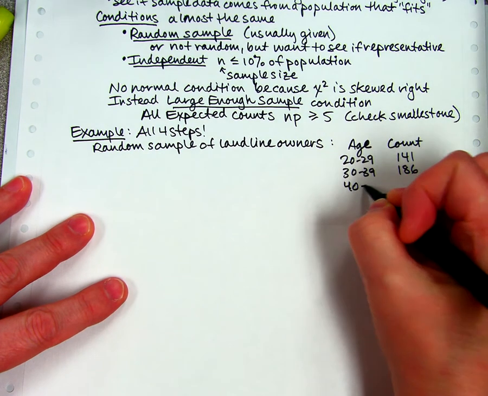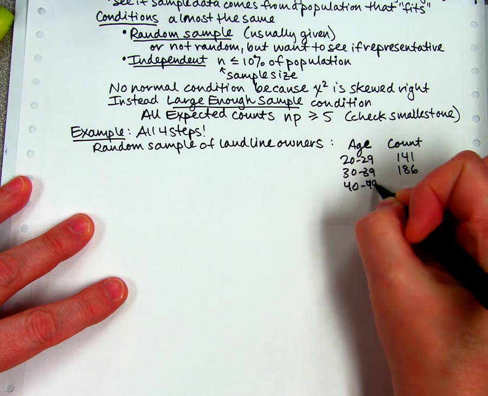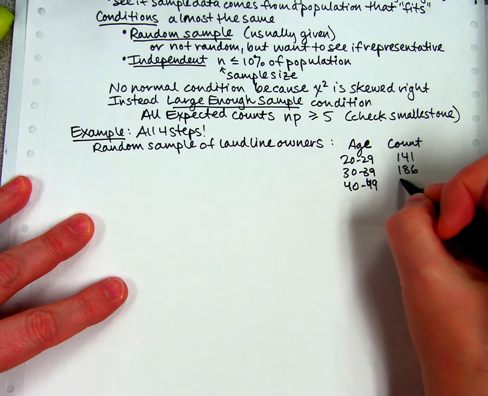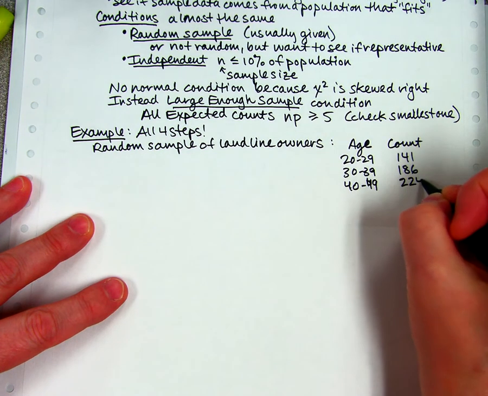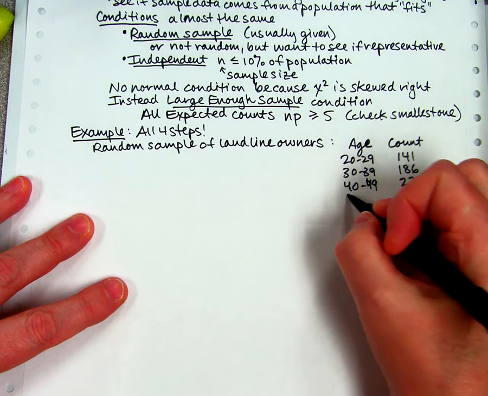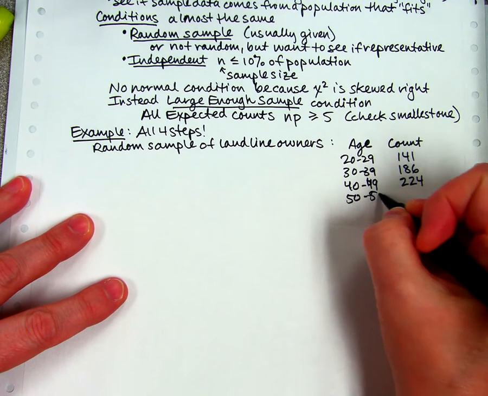And we're just going to have some categories of ages. We could have, I suppose, done something with mean age. We're not doing that. We're doing categories because this is the chi-square chapter.